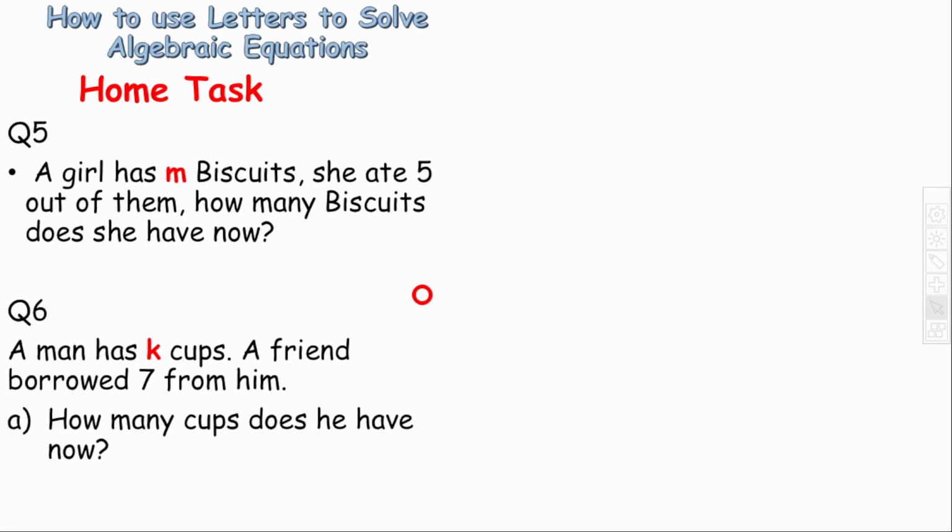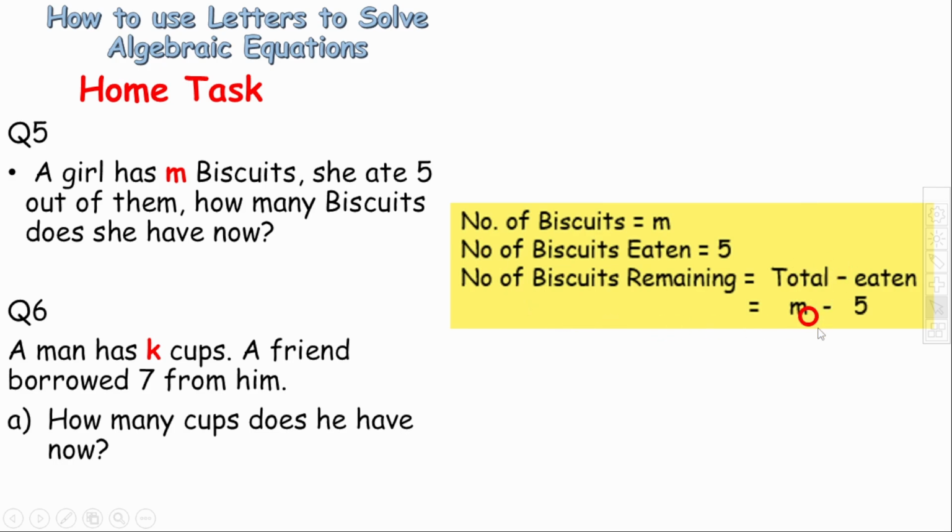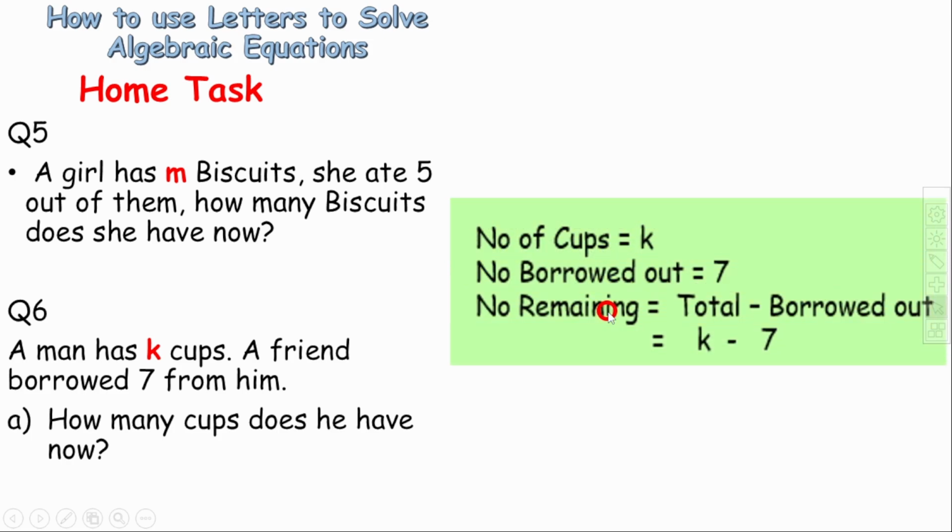Remember in the last class, I gave you some home tasks on how to use letters to solve algebraic equations in word problems. So these are the answers to those home tasks. The final answer to the very first question is m minus 5. The final answer to the second question is k minus 7.